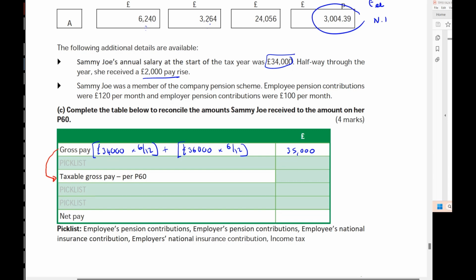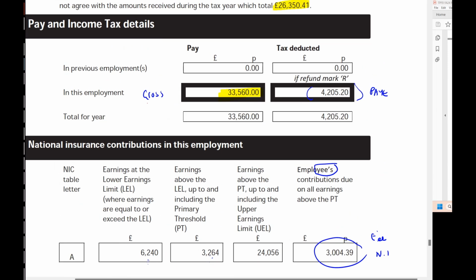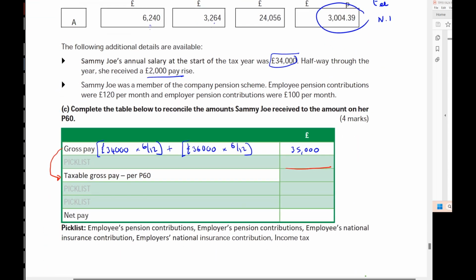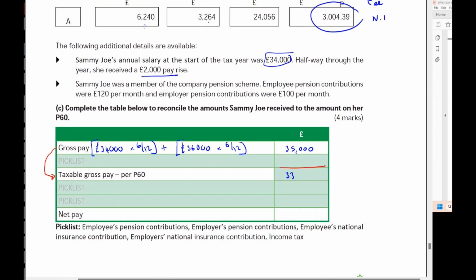It's then telling me I need to choose something from the pick list to help me reconcile that top line gross pay with the taxable pay on the P60. Because the P60 shows me the gross, but it shows me the gross taxable pay. Because it's all about pay and income tax. So this is the gross taxable pay. So what gets me from the gross pay to the gross taxable pay, which is 33,560? So I could fill that in. So I start with 35,000, 33,560. So there's 1,440 that has been deducted here, but for what?